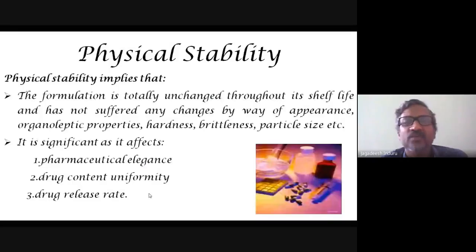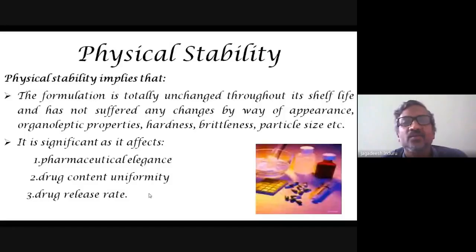And the hardness should not become too hard, and it should not become too brittle. Brittleness means it should not get chipped and broken into pieces. And particle size. These are all the parameters we need to consider as far as physical stability is concerned. It is significant as it affects pharmaceutical elegance.